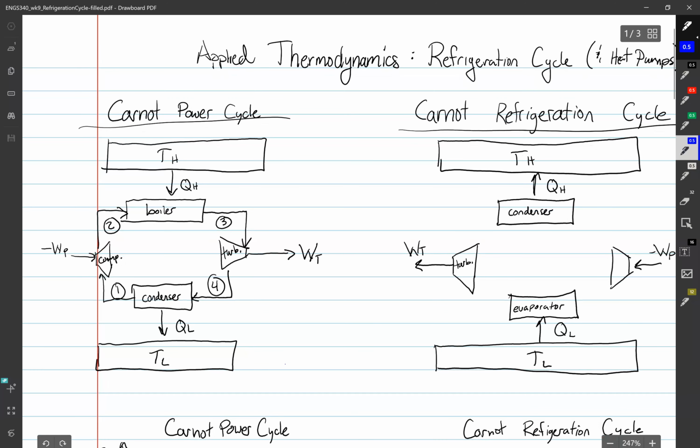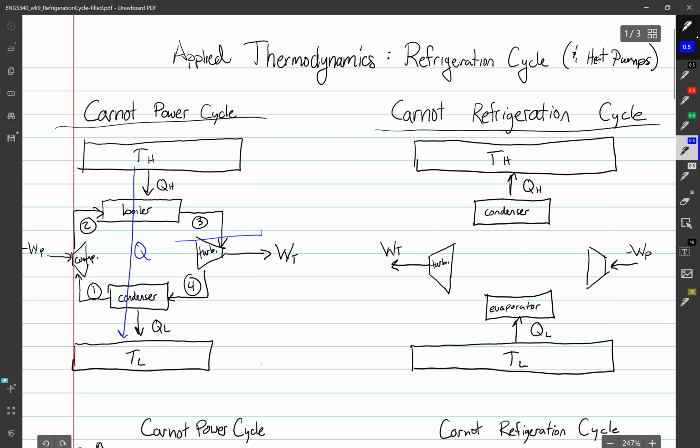Right? In a Carnot power cycle, we can kind of think of the Carnot cycle as allowing heat to flow from high temp down there to low temp, and we're kind of putting a barrier in its way of flowing, if you want to think about it like that, and that allows us to get work out of our system. In a refrigeration cycle, we're doing the exact opposite. We're putting work in and forcing heat to go from the low temperature to the high temperature.